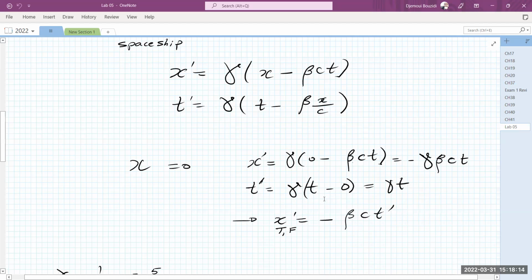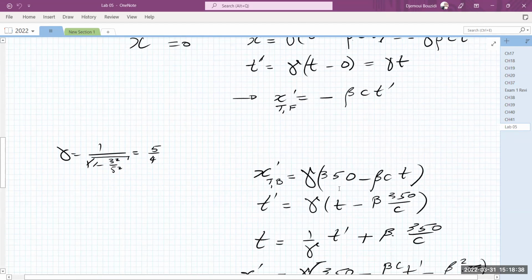So in this case, t prime is equal to gamma times t. The coordinate of the front is 0, so in this case it's going to be gamma t. Just get rid of this t, common t. Actually, gamma times t is equal to t prime. So it's going to be minus beta times c times t prime. So this is the equation of the front of the station moving toward us. Okay, so this is the front.